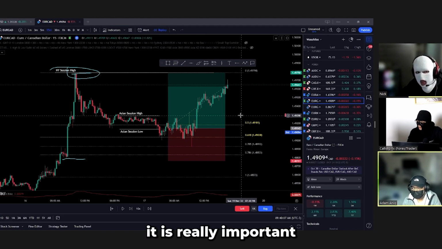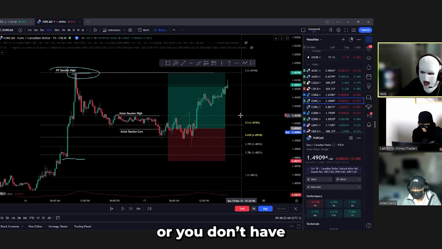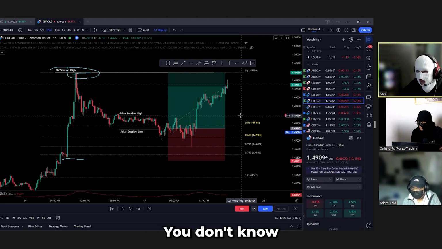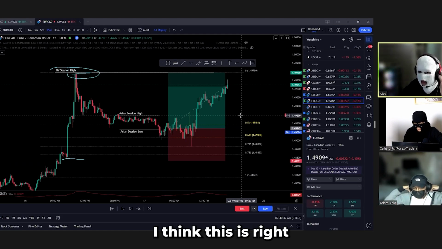It is really important because if you are learning alone, the amount of time that you take to analyze a chart is greatly increased because you are unsure of the things that you have or don't have. You don't know your confluences well enough. You don't know whether the zones that you draw are correct. Because of that, everything that you draw or analyze, you become unsure of. You're just going off based on, I think this is right.